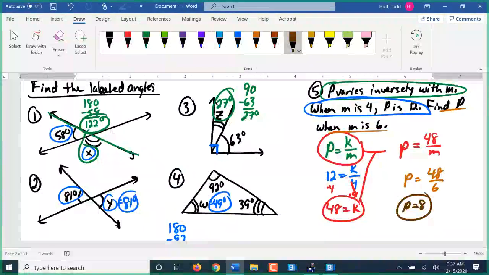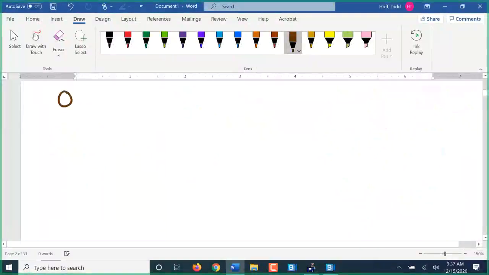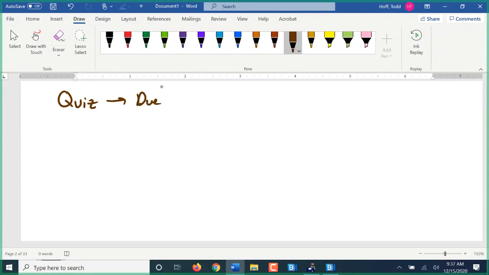I wanted to go through those problems here because those problems are very, very similar to the ones on a quiz that is due today. Technically a quiz for today that's due tomorrow. It'll be due at noon tomorrow, December 16th.